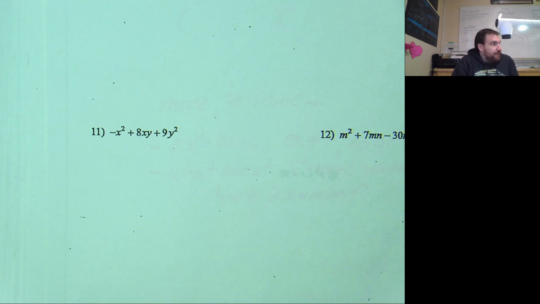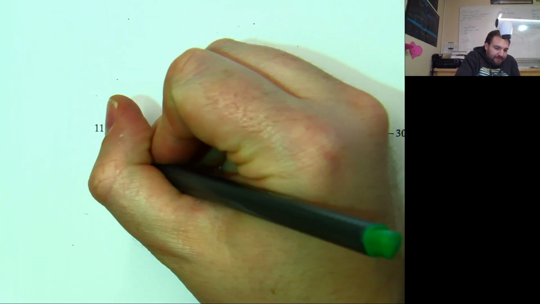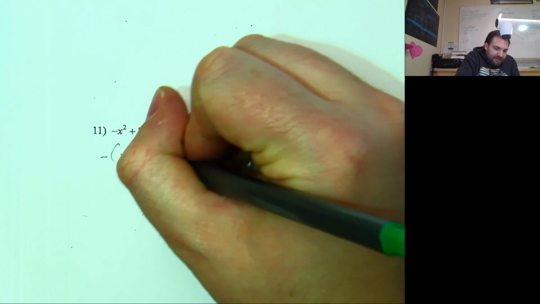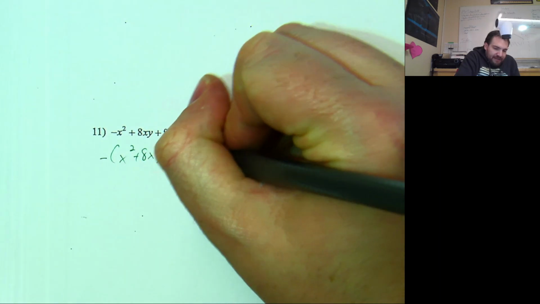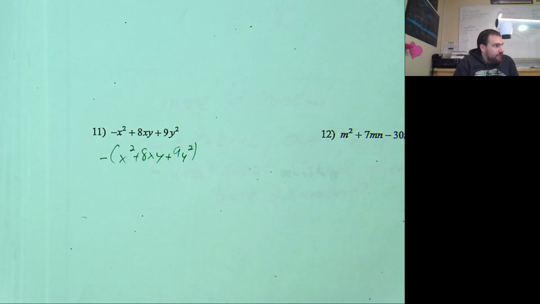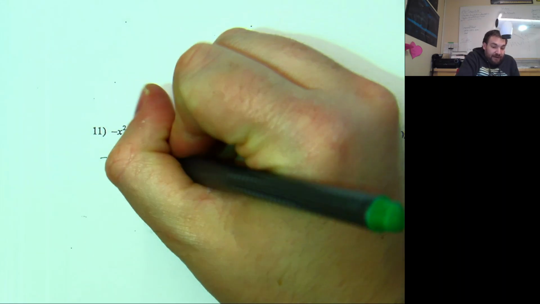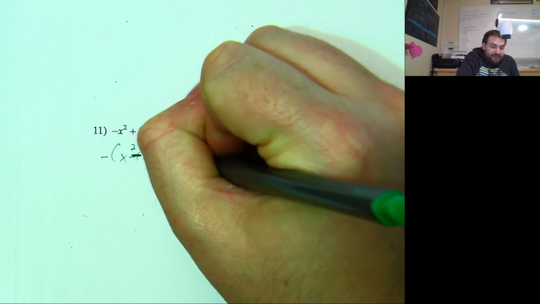Number 11, what's the first thing we do? Factor out that negative. Is there any other GCF? No. So it's going to become negative bracket x squared plus 8xy plus 9y squared. Now what do I do? This looks exactly the same as... actually this should be negative 8xy minus 9y squared.